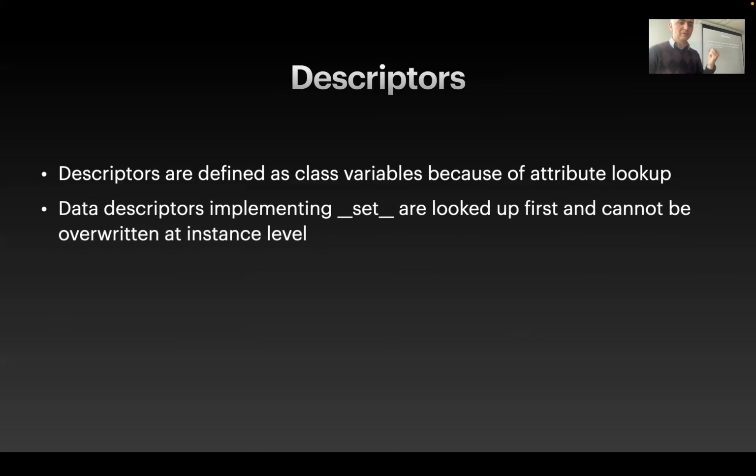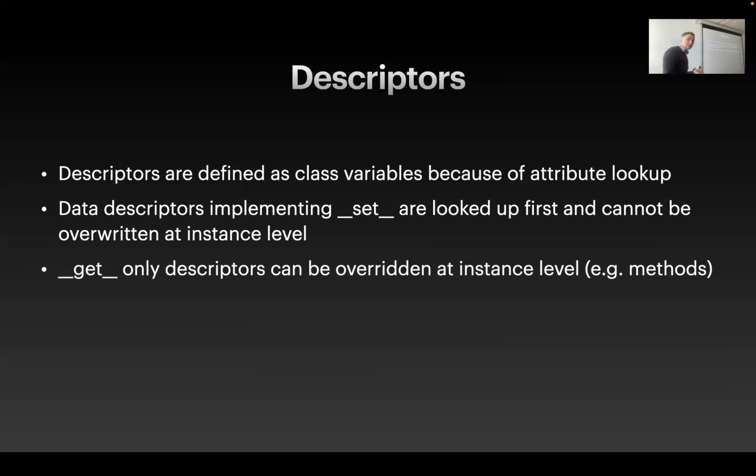Okay, move on. So this is the second point. A data descriptor, with set implemented, is looked up first and cannot be overwritten at instance level, because the instance lookup happens after the class lookup for a set descriptor. And a descriptor with only get can be overwritten at instance level. So if you have a method, you can reassign that name to something else, a new method, at the instance level, not at the class level. You can just set instance dot whatever the name of the method was equal to something else.